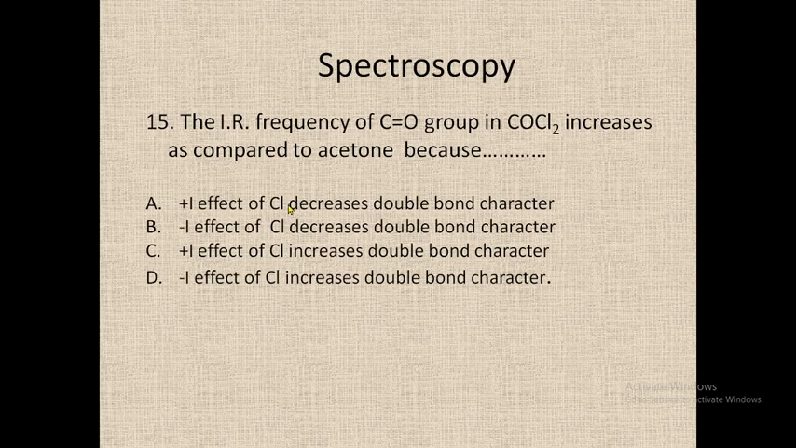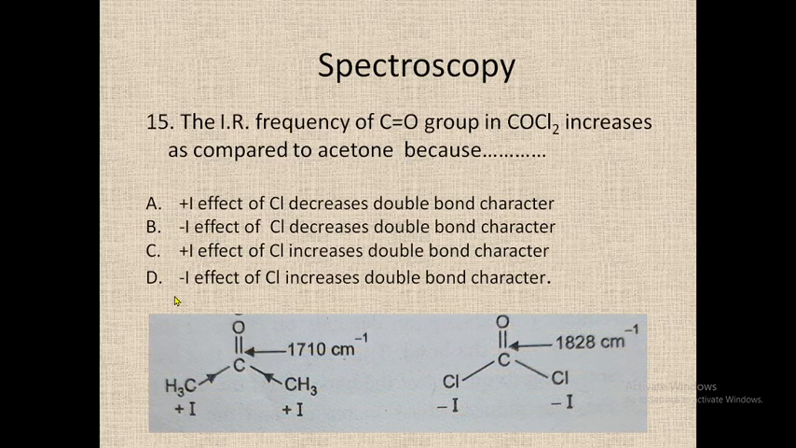So we know that Cl is not showing plus I effect, Cl is showing the minus I effect. So A and C would not be the answer. The answer should be B or D. So let's see the structures first. This is acetone and COCl2. COCl2 is nothing but phosgene.